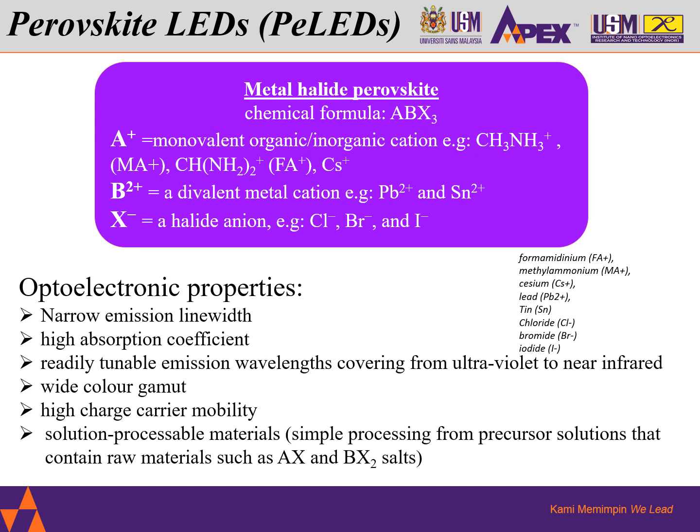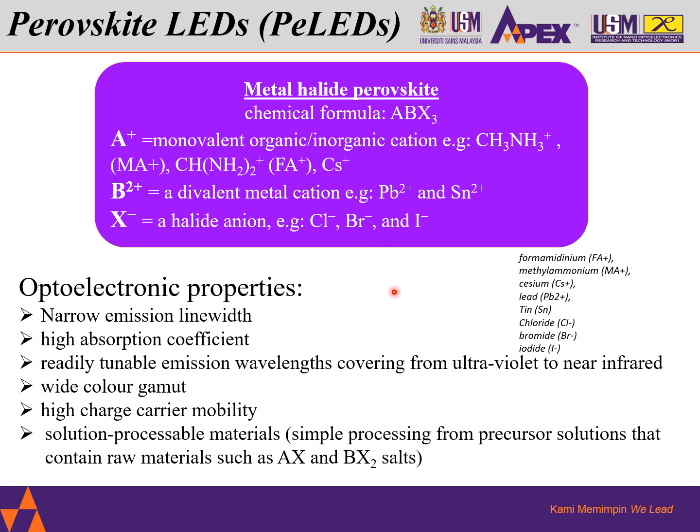The chemical formula for perovskite is ABX3, whereas A+ is the monovalent inorganic or organic cation, for example methylammonium MA+, CH3NH3, and CH(NH2)2, and also formamidinium FA+ and cesium Cs+. For the B2+, which is a divalent metal cation, for example lead Pb2+ and tin Sn2+, whereas the X- is the halide ion, for example chloride, bromide, and also iodide.